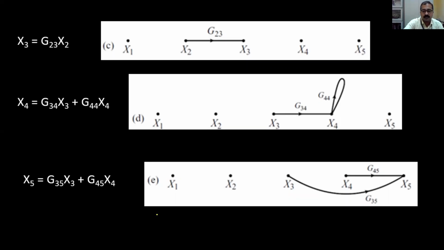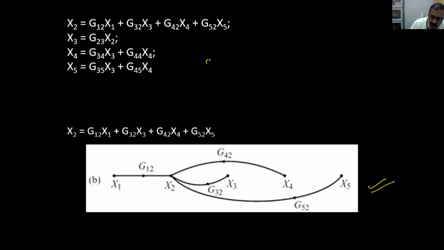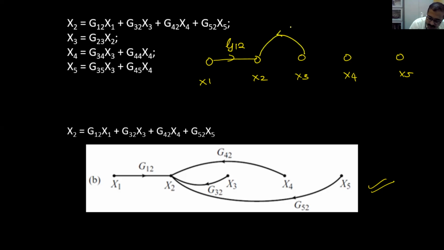Now what next? All these things are to be rejoined in a logical way. How to do that? I will show you. So this is 1, 2, 3, 4, 5: X1, X2, X3, X4, and finally X5. What is X2? From X1, G12. From X3, G32. From X4, G42. And from X5, G52.